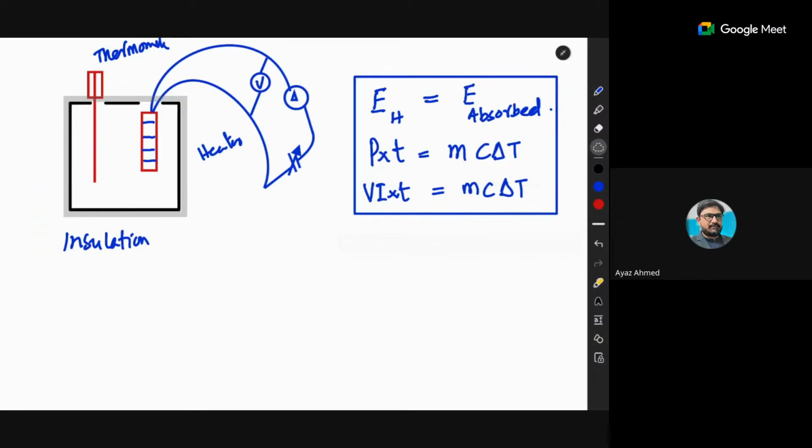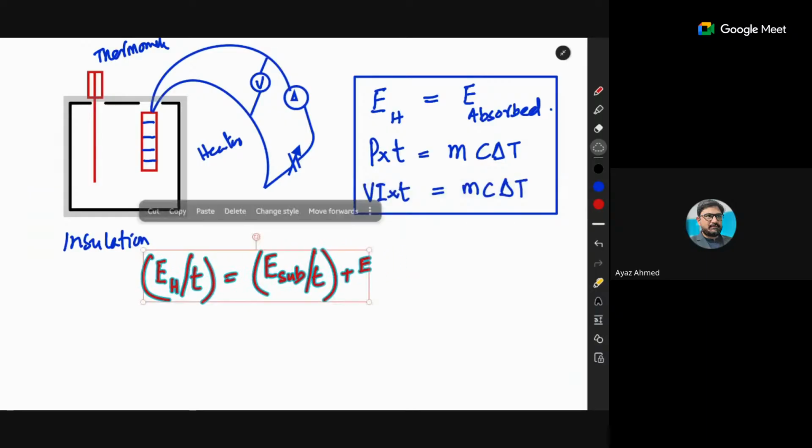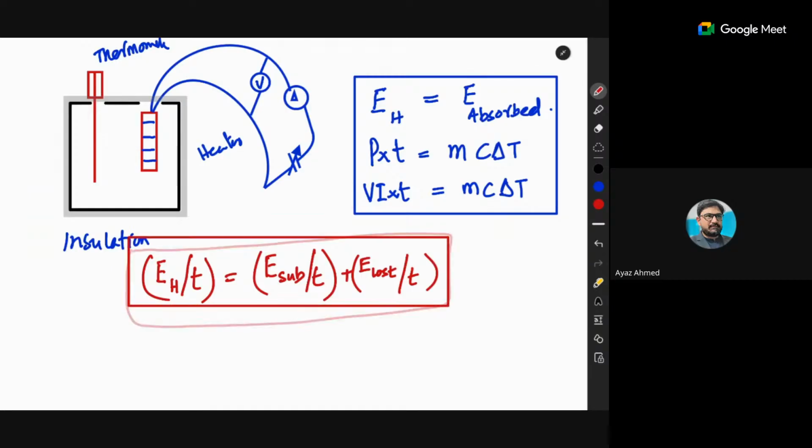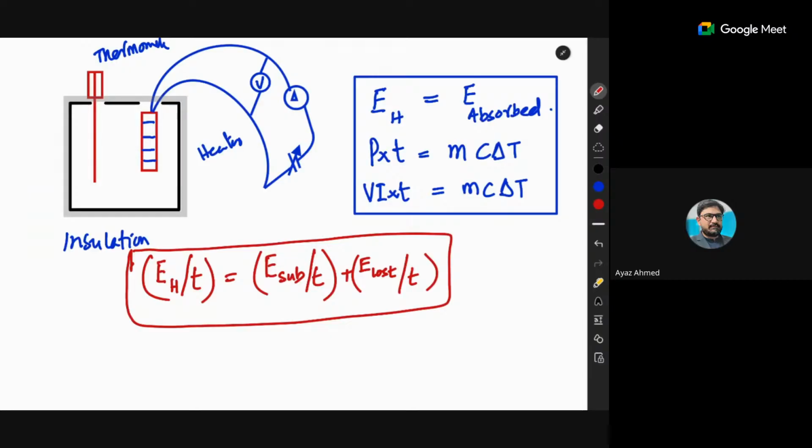Some of the energy, what we have learned here, is that the energy provided by the heater per unit time is equal to energy absorbed by the substance per unit time plus energy lost to the surrounding per unit time. Are you getting my point? This is one possibility, if the energy is taken out to the surrounding.